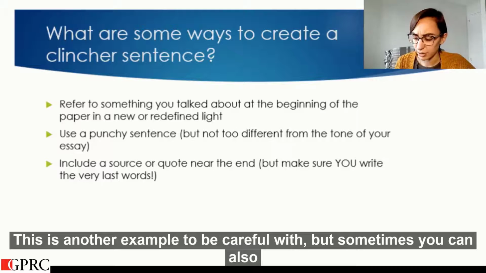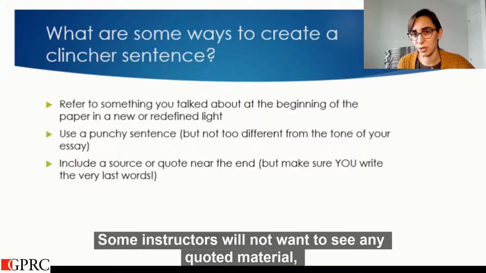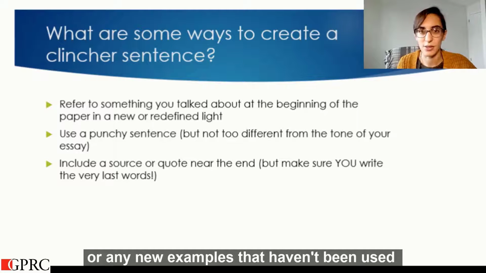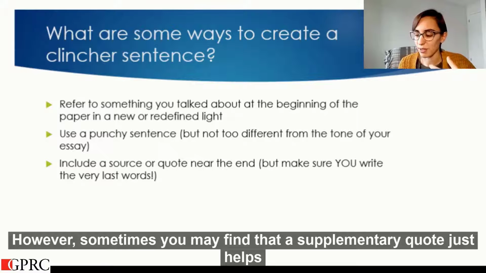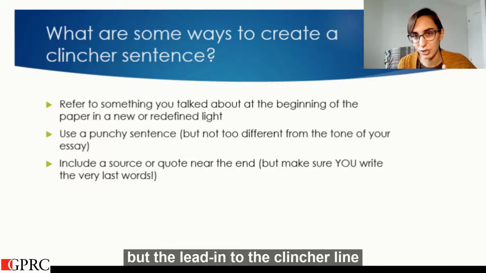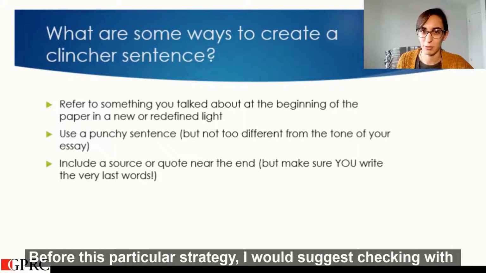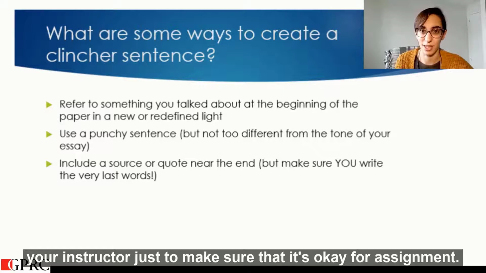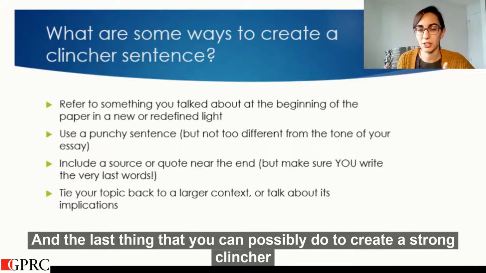Okay. This is another example to be careful with, but sometimes you can also include a source or a quote near the end of your paper. Some instructors will not want to see any quoted material or any new examples that haven't been used elsewhere in the text in the conclusion itself. However, sometimes you may find that a supplementary quote just helps to sum up what you were talking about. So maybe not making it the last line, but the lead-in to the clincher line could be another way to use quoted material in this case. But for this particular strategy, I would suggest checking with your instructor just to make sure that it's okay for a given assignment.